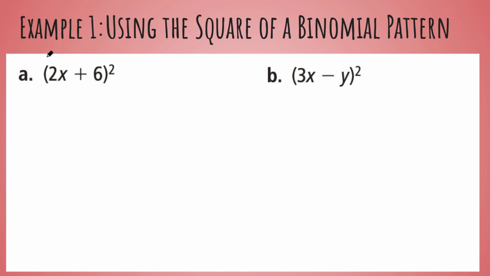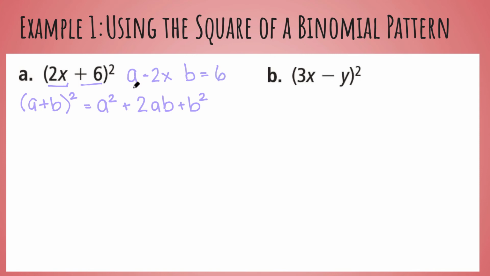Okay, so looking at using our square of a binomial pattern, I can see that this first example here is in the format of a plus b, and we're squaring it. And if I use that formula that we copied down from our core concept, this is equivalent to a squared plus 2 times a times b plus b squared. So in this example, I can see that the 2x is equivalent to a, so a is 2x, and the b is 6.